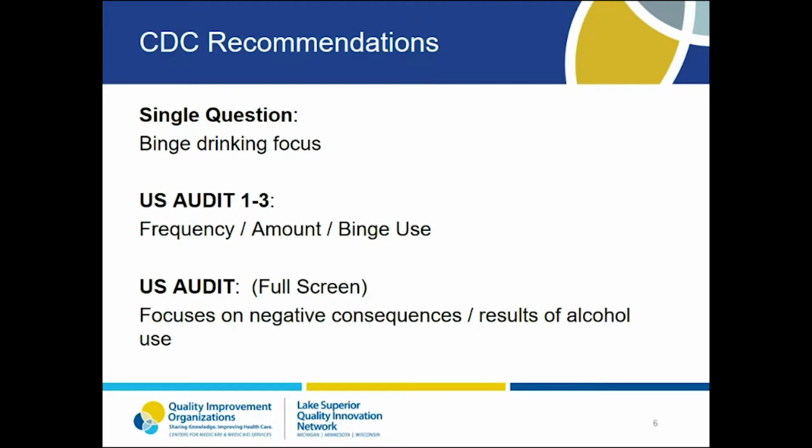Additionally, the CDC recommends a couple of updated versions of the AUDIT and AUDIT-C called the US AUDIT and the US AUDIT 1 through 3. The US AUDIT 1 through 3 is like the AUDIT-C in that it is a brief screen that uses the first 3 questions of the full AUDIT screen as a pre-screening tool to determine whether the patient's drinking could be causing harm. The US AUDIT full screen is like the AUDIT in that it uses DSM criteria and the consequences of a patient's alcohol use to assess the harm they may be experiencing. So let's look at what led to the recommendation to update the previous version of the AUDIT to the US AUDIT version.